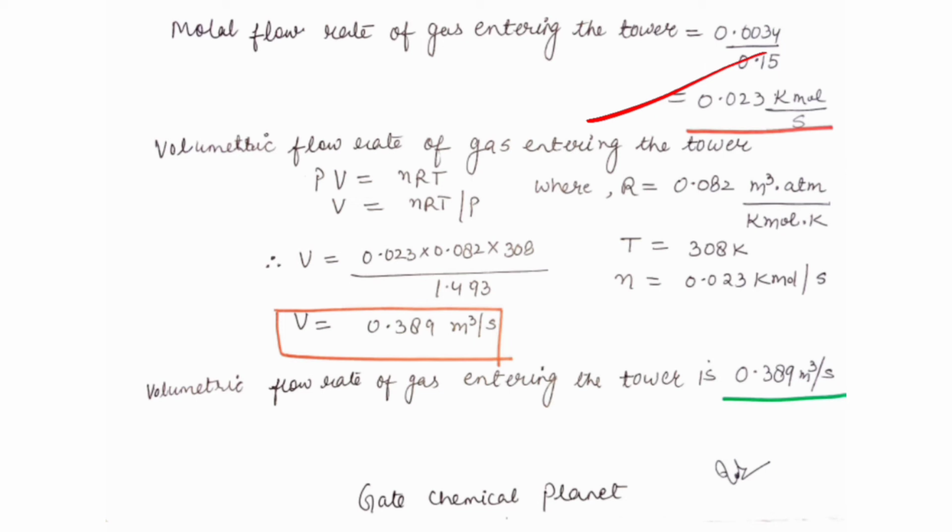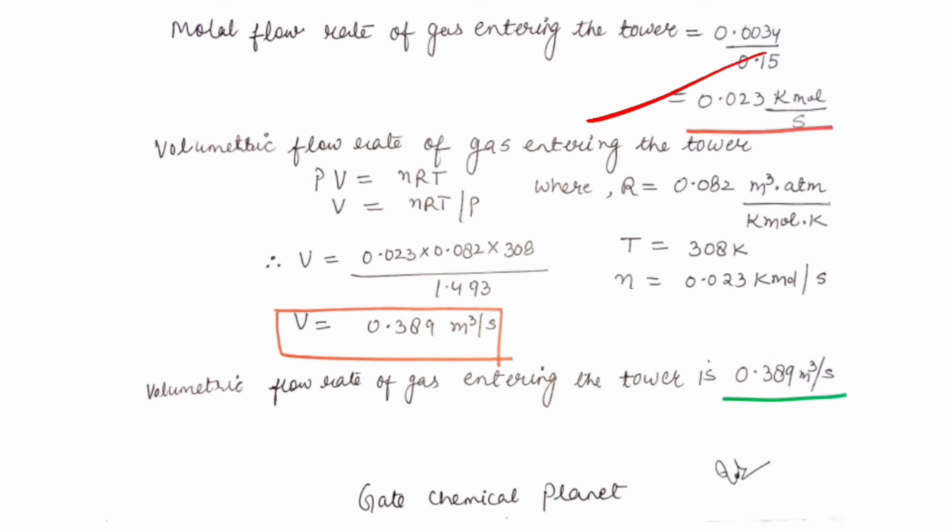Now we will come to how we will calculate the volumetric flow rate of gas entering the tower, because the molar flow rate of gas entering the tower we have already calculated. It is equal to 0.023 kilomoles per second. So how will we calculate the volumetric flow rate of gas entering the tower? For this we have to write equations in terms of temperature and pressure.